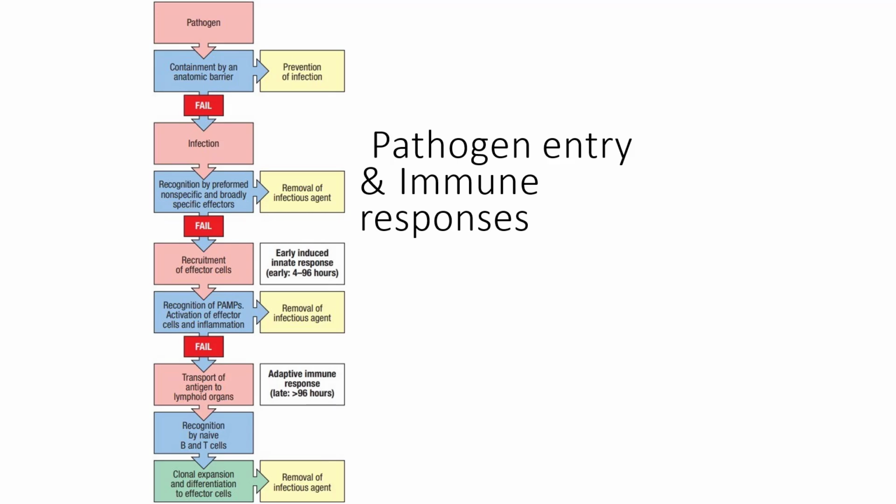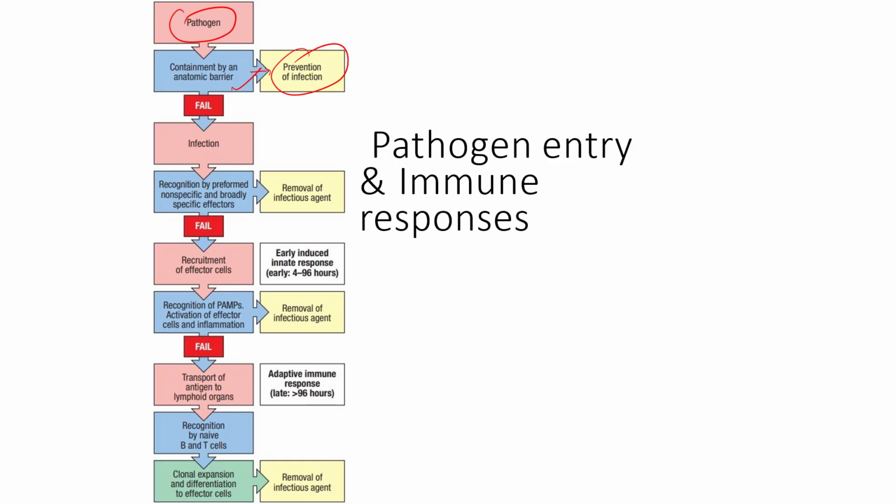The first one is, whenever any pathogen comes inside the body, it is contained by an anatomic barrier. If it is coming to the anatomic barrier, in the sense of the outside, the skin and everything, then it will prevent the infection. If it is not crossing our nose, our skin, or our eyes, then it will prevent the infection then and there itself.